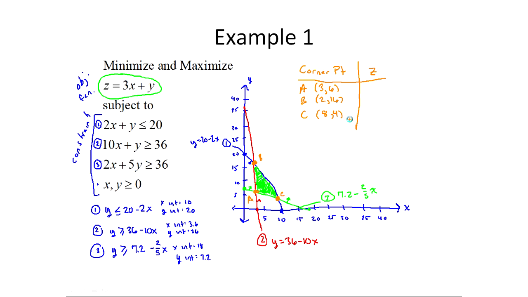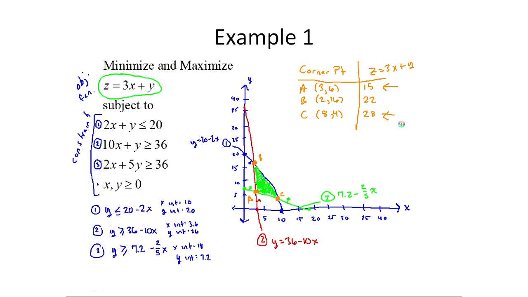All right, so there were 3 corner points, and the max or min is going to occur on one of these points. So what I'll do is now plug these in. Remember, z equals 3x plus y. So here this would be 3 times 3 is 9, plus 6, I get 15. 3 times 2 is 6, plus 16 is 22. And 3 times 8 is 24, plus 4 is 28. All right, I found my max, and I found my min.